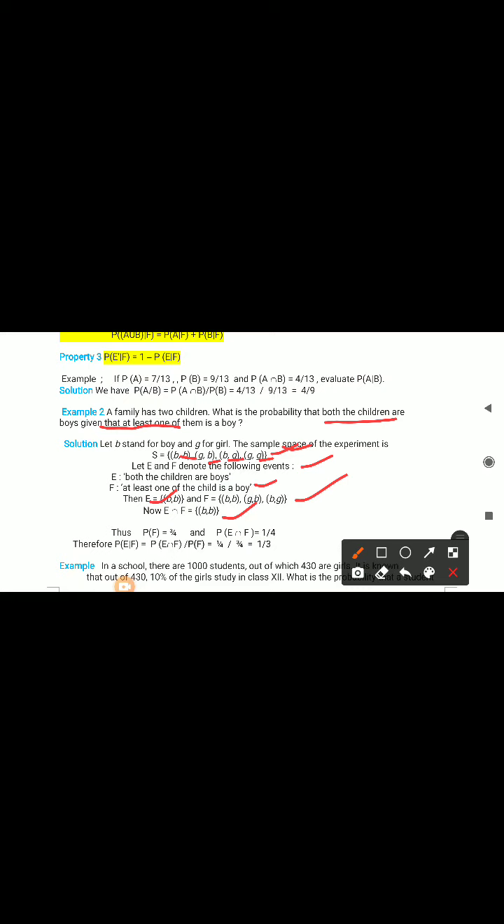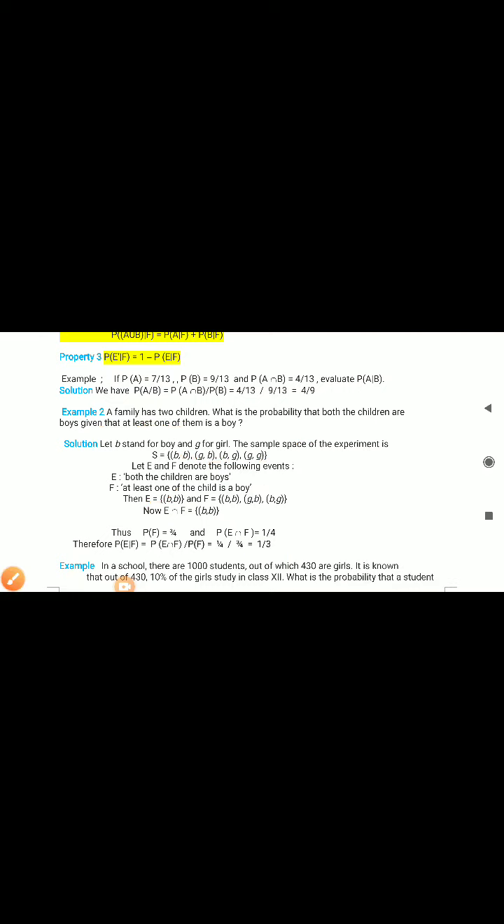Here F is having one element. F is having three elements, so 3 by 4. And P(E intersection F) will be 1 by 4. Now P(E oblique F), that is equal to P(E intersection F) oblique P(F). So 1 by 4 divided by 3 by 4, we get 1 by 3 as the result.